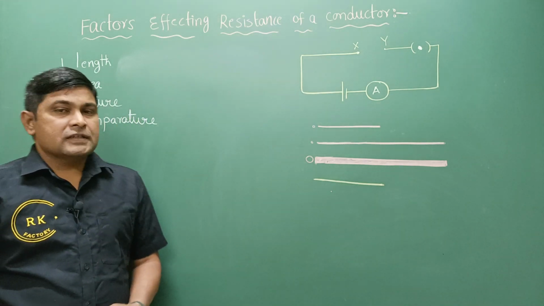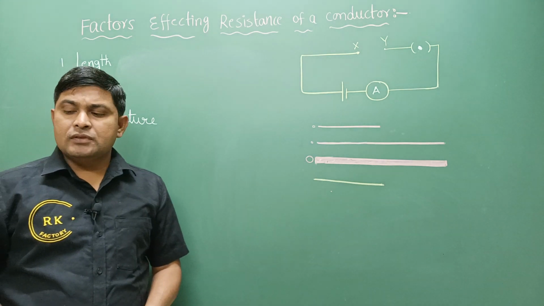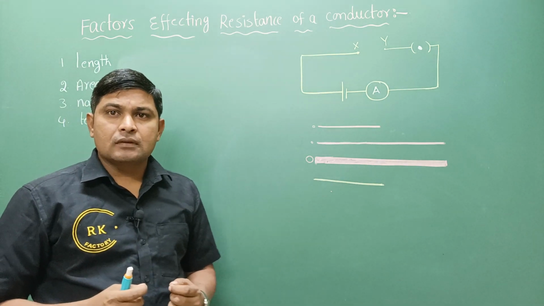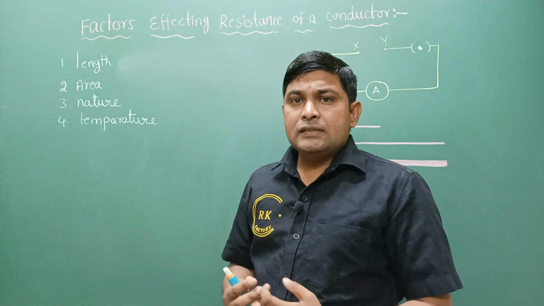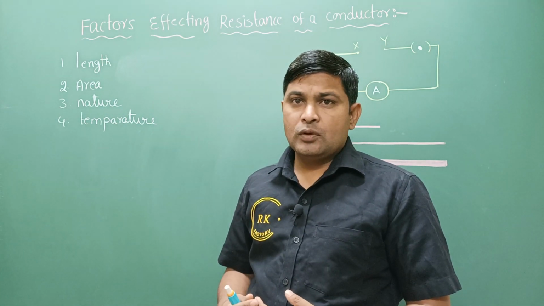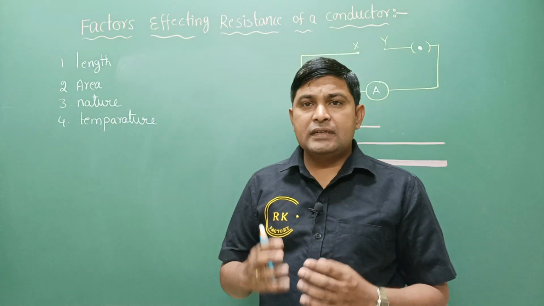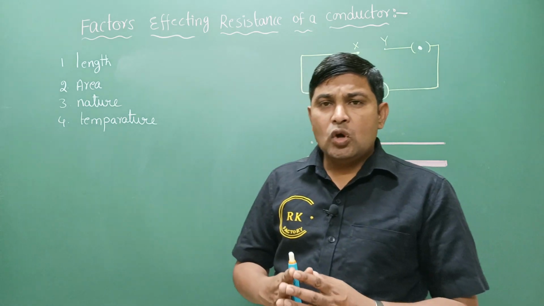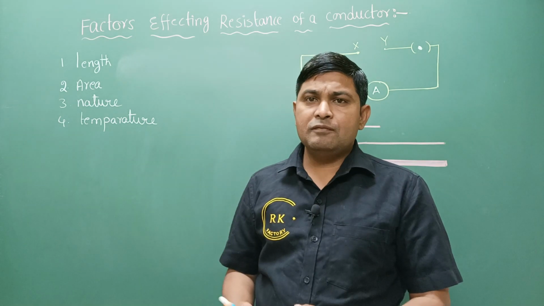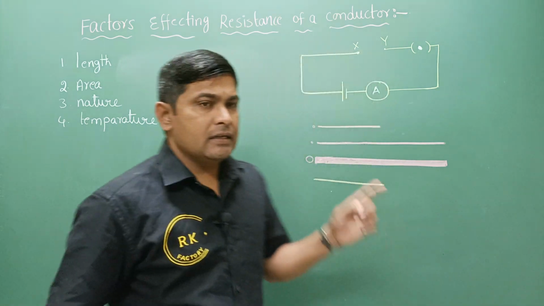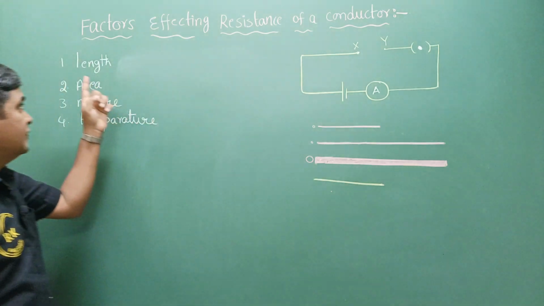Now today we are going to discuss the factors affecting resistance of a conductor. Suppose there is a conductor which can allow the current to pass through it, then what are the factors affecting the resistance? Even though resistance of a material is there, it is not constant in all conditions, but it can be affected by some factors. What are those factors? Let us see. You can see the diagrams here and simultaneously the factors here.